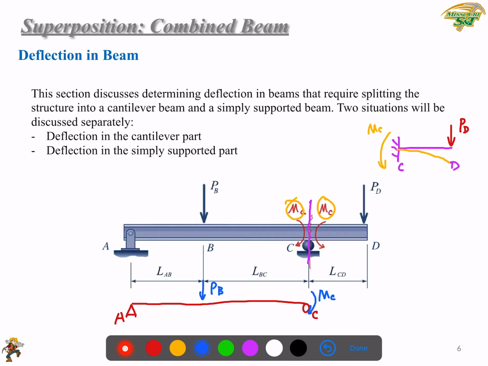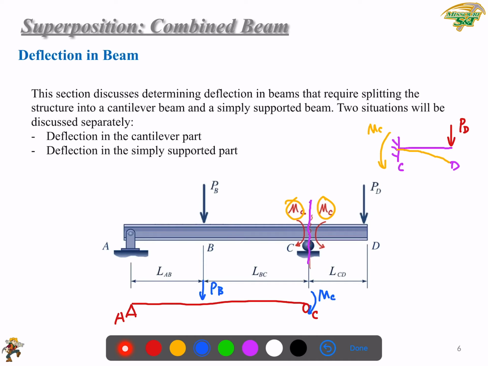Okay, so if you are calculating the deflection at a random point in AC, you just need to consider these two external loadings. This will be simplified into a case in our previous section: one simply supported beam subjected to two loadings. You split it into two parts, then add them together. So you get the overall deflection effect in the simply supported part AC.